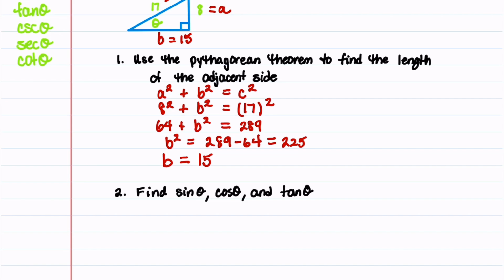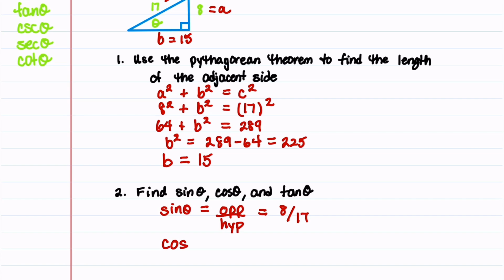The next step is to find the 3 main trigonometric functions sine theta, cosine theta, and tangent theta. Sine theta is defined to be the length of the opposite side, so we'll abbreviate that OPP, divided by the hypotenuse, which we'll abbreviate HYP. The length of the opposite side is 8, and the length of the hypotenuse is 17. So the value of sine theta is 8 over 17.